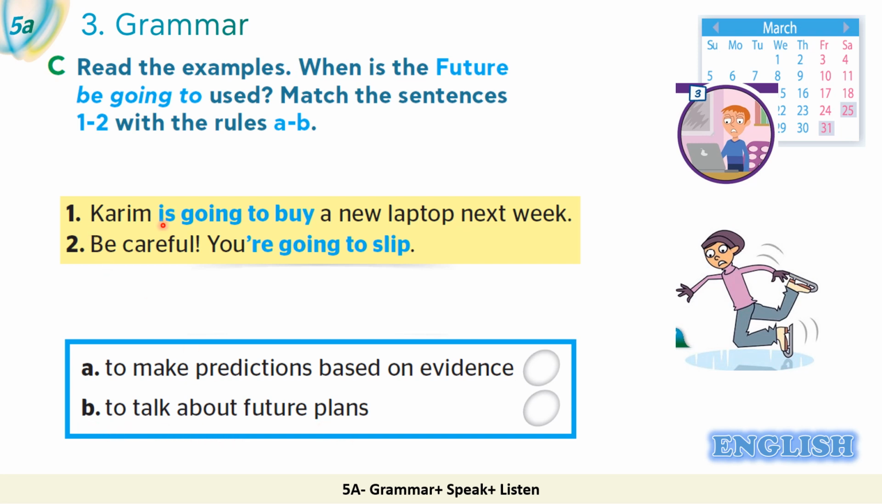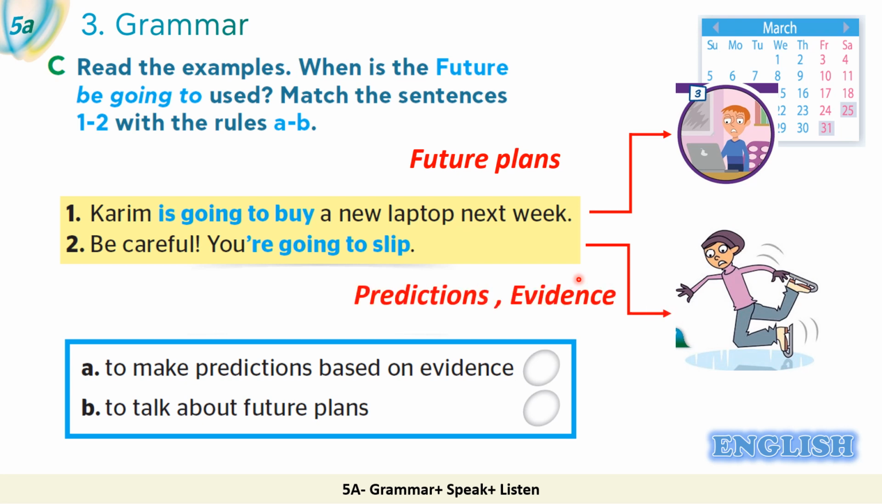Let's try to explain the sentences. In the first sentence, we notice that Kareem already had a plan to buy a new laptop. So this is a future plan. While in the second sentence, you can see or you are expecting that he's going to fall down. So this is a kind of a prediction with evidence.